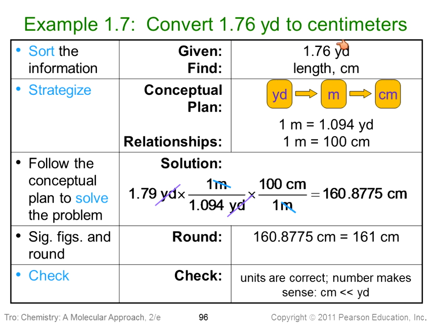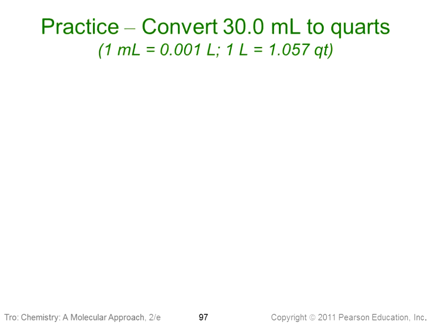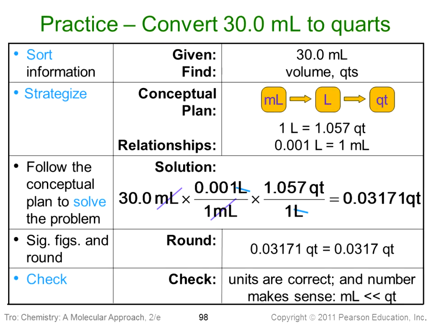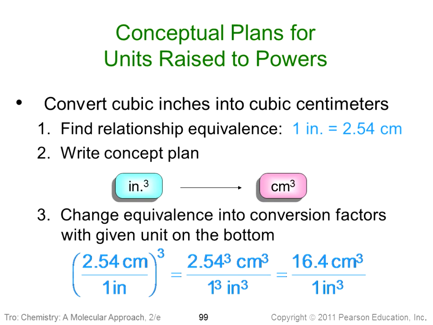Suppose we wanted to convert this many yards to centimeters. We would go from yards to meters, then to centimeters. So here's our conversion. And then here, using our prefix multiplier. And then we end up rounding to 3 significant figures because this one only had 3. And some more practice. You can read over that.